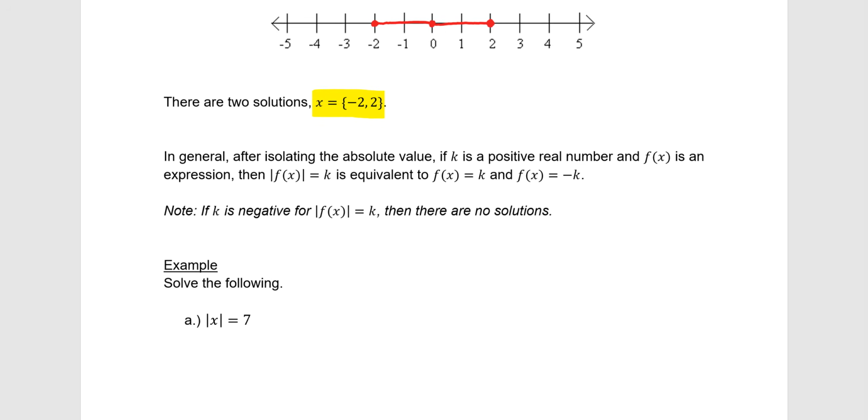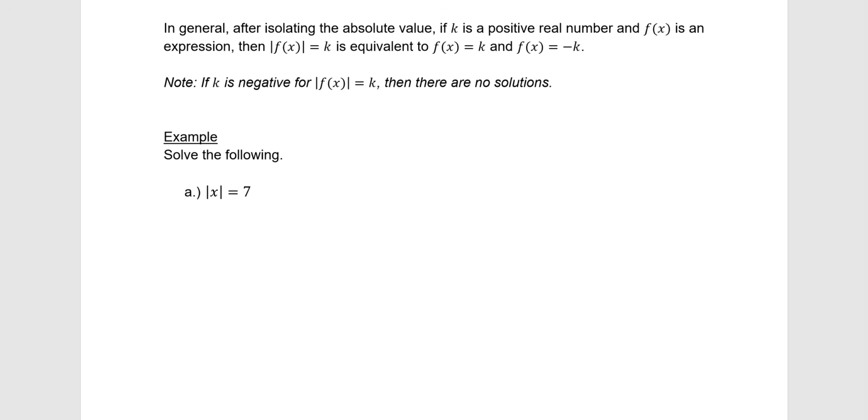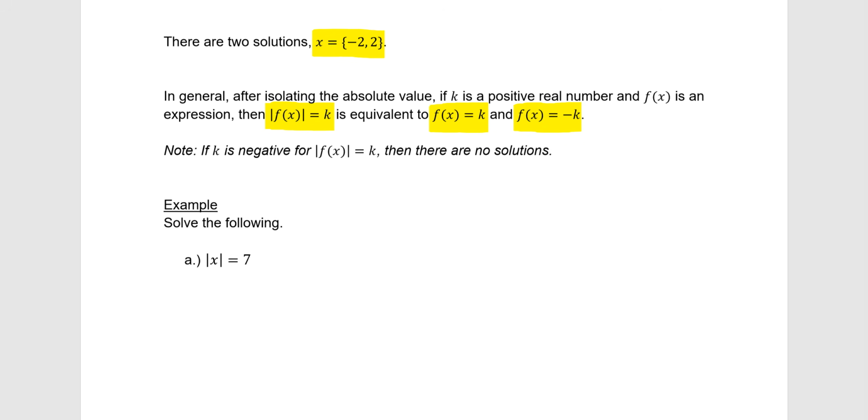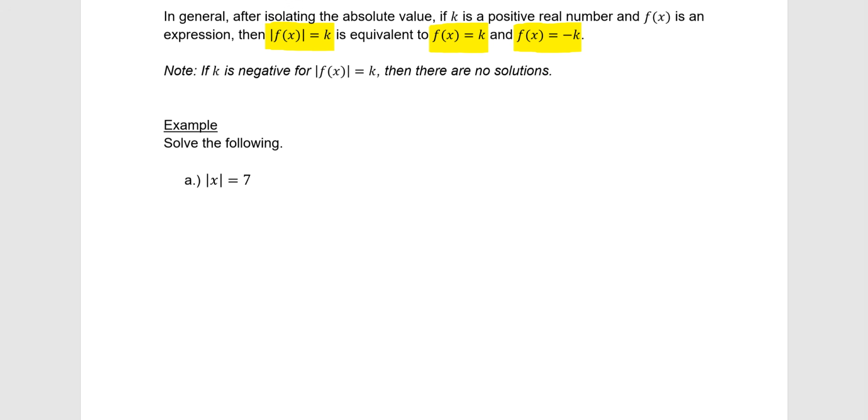So when we're solving these, in general, we're going to try to isolate the absolute value first, and then we're going to have the absolute value of something equals a number. And if that number k is a positive real number, then what we have to do to solve this is we drop the absolute value bars and we set whatever is inside equal to the number, and we also set it equal to the negative number, just like we did up here when we got +2 and -2.